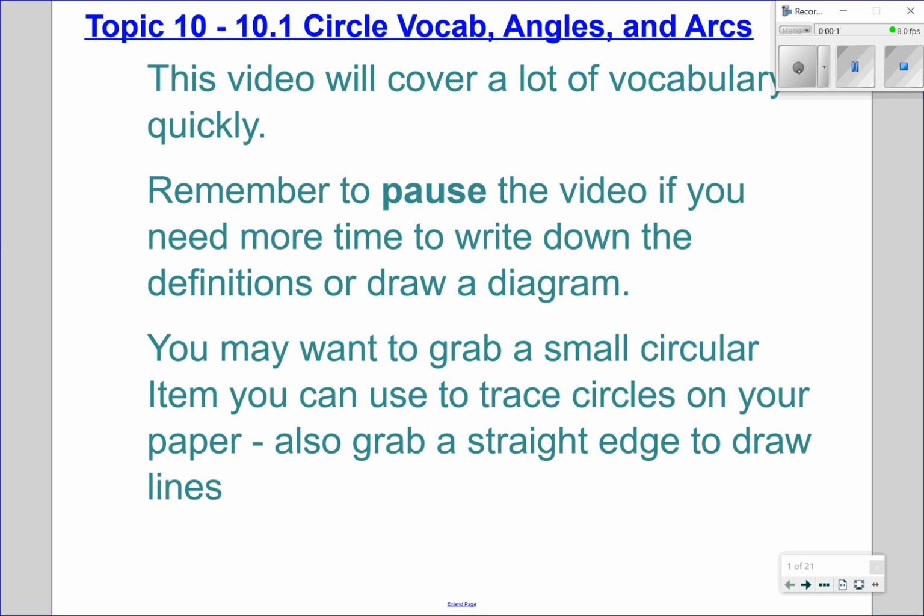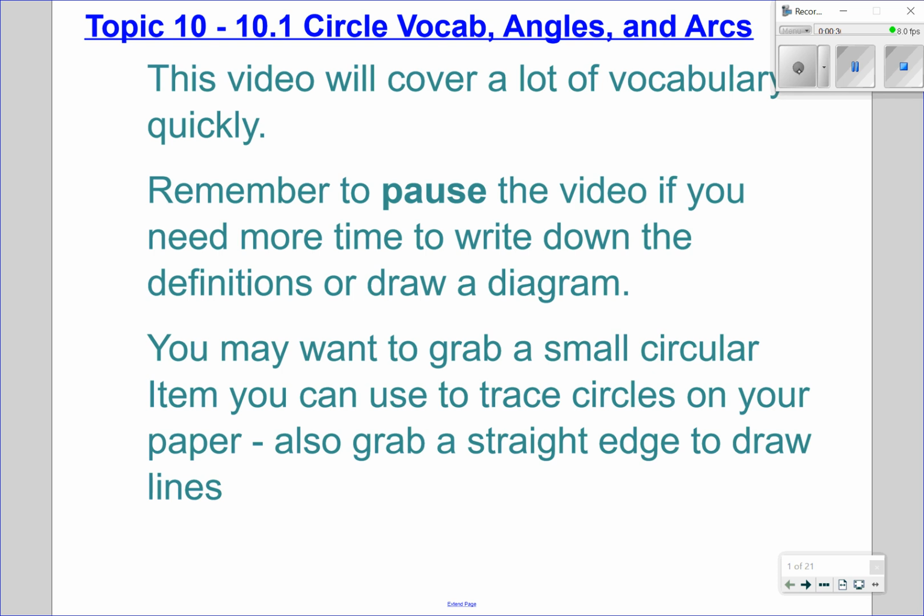The first part here today is going to be going over some basic vocab and specific types of angles and arcs. This is kind of like the prerequisite for the whole unit. So you need to make sure you're comfortable with today's material. That will only make the rest of the unit go more smoothly for you, or the transition will be easier.